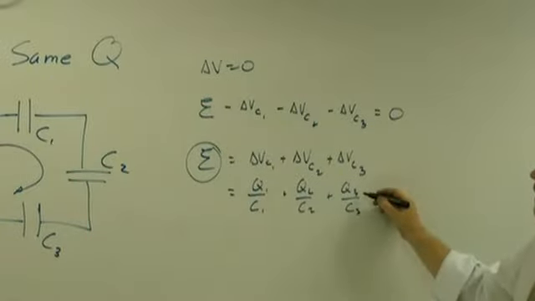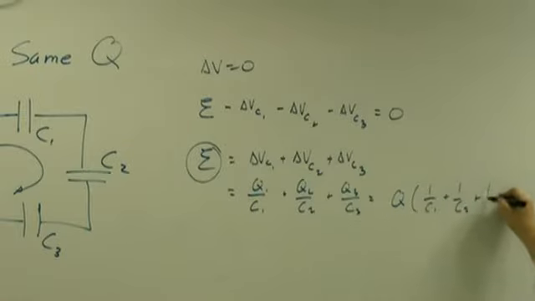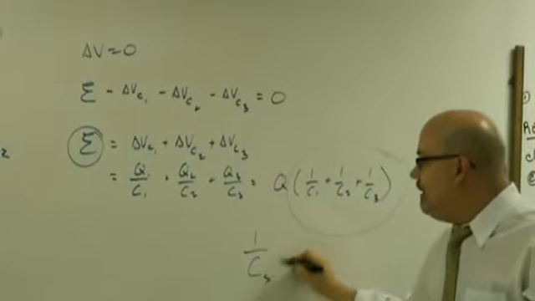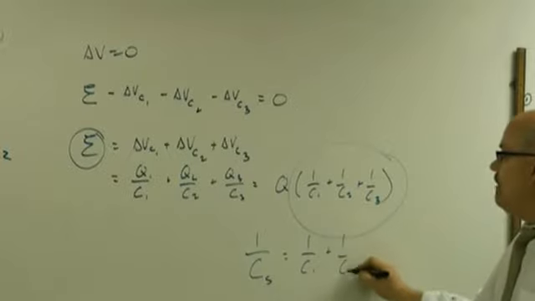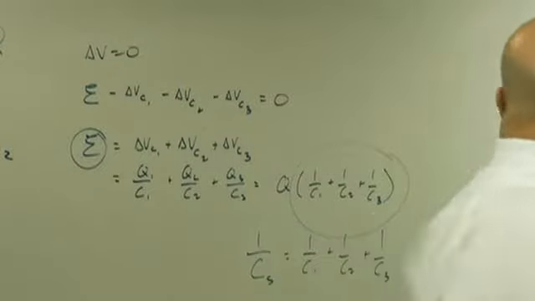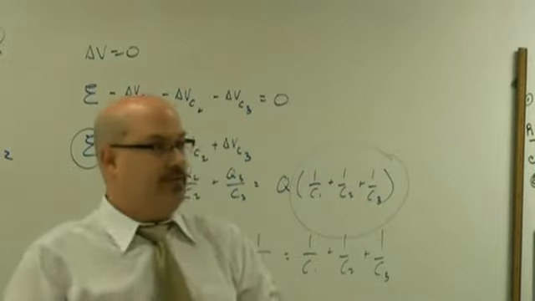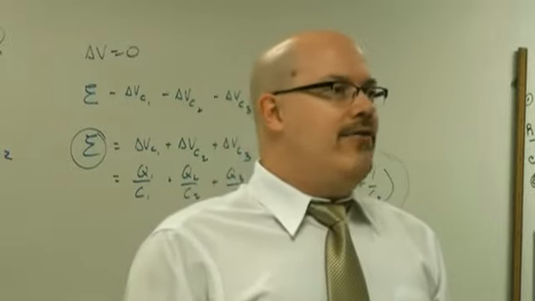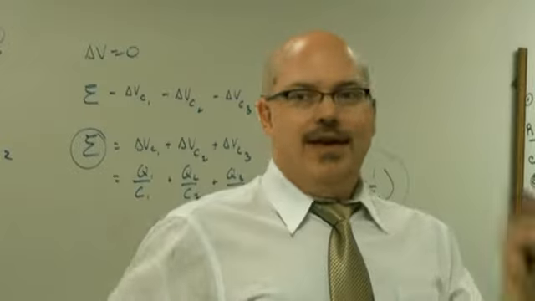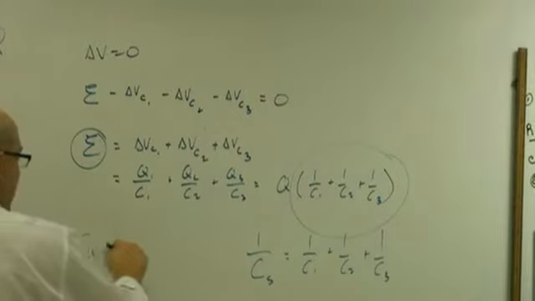So that's the same as Q times 1 over C1 plus 1 over C2 plus 1 over C3. So what's that? The equivalent capacitance in series is equal to 1 over C1 plus 1 over C2 plus 1 over C3. That's the capacitance of all three of them in series. Now everybody, that's just the opposite of resistors, right? And then parallel the opposite. So guess what? Capacitors in parallel add up by adding up.